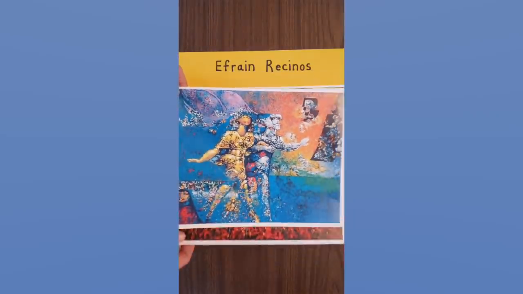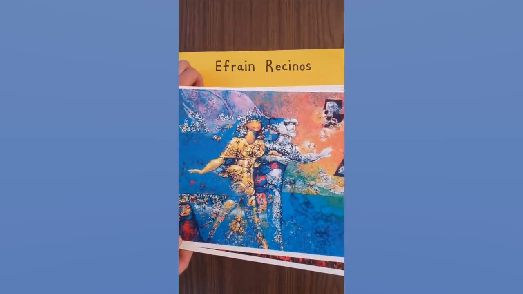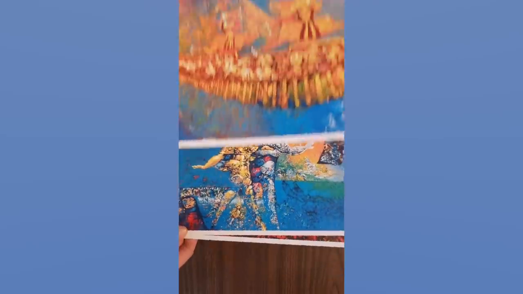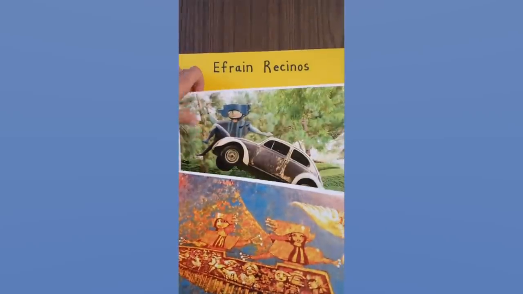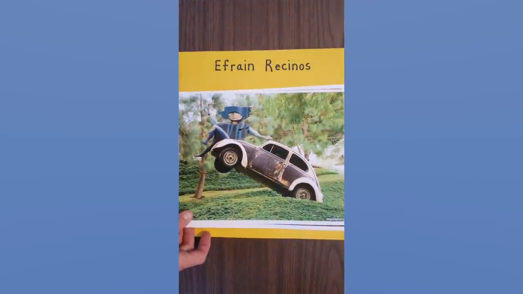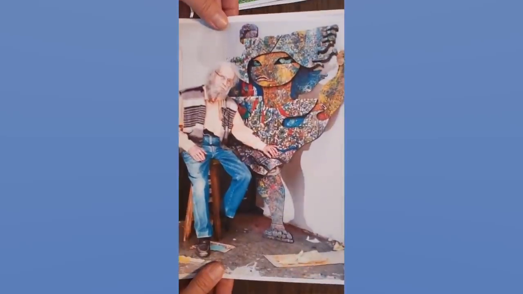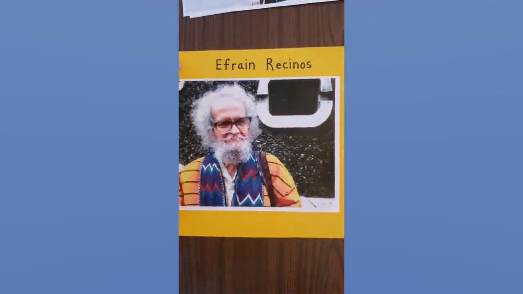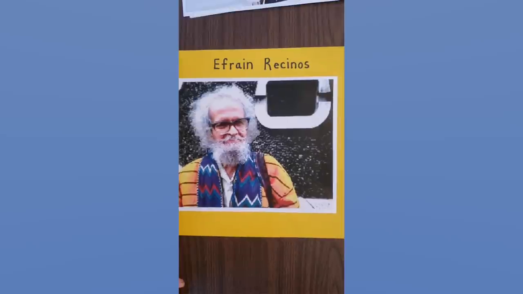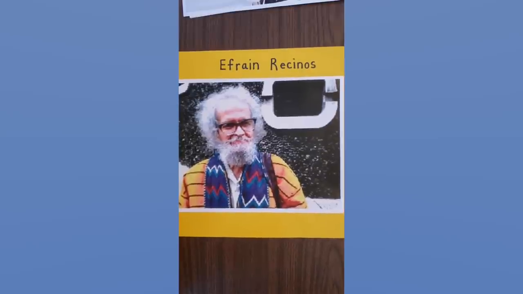Okay? So there's his paintings. We'll take a peek through them again. Lots of bright color. Lots of little spotty areas of color. He was also a sculptor. There he is with one of his sculptures. Again, he made large sculptures. Okay, so good luck. Find out three facts that I haven't told you about Efrain Racinos. Good luck.